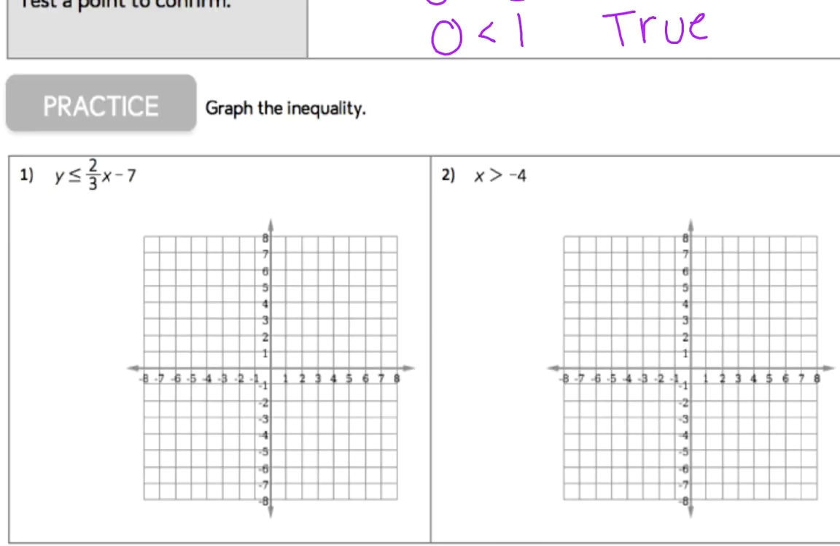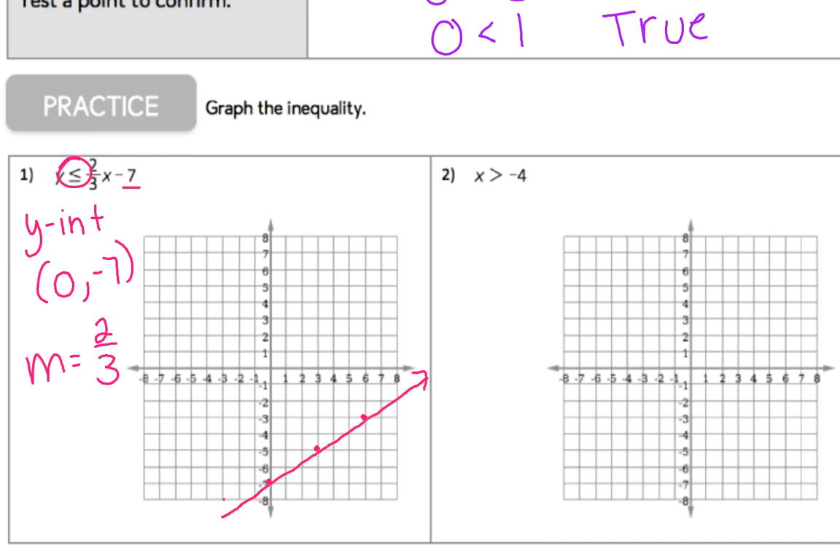Okay, we are going to move on to some practice here. So these first few practice problems are going to be graphing the inequality again. For this first one, I can see that its y-intercept is at 0, -7. And the slope that they're giving us is 2/3. So I'm going to graph that line starting at -7, going up 2 over 3, making that line. And then I look at this inequality symbol. It has an equal to, so that means I'm going to draw a straight line through those points.